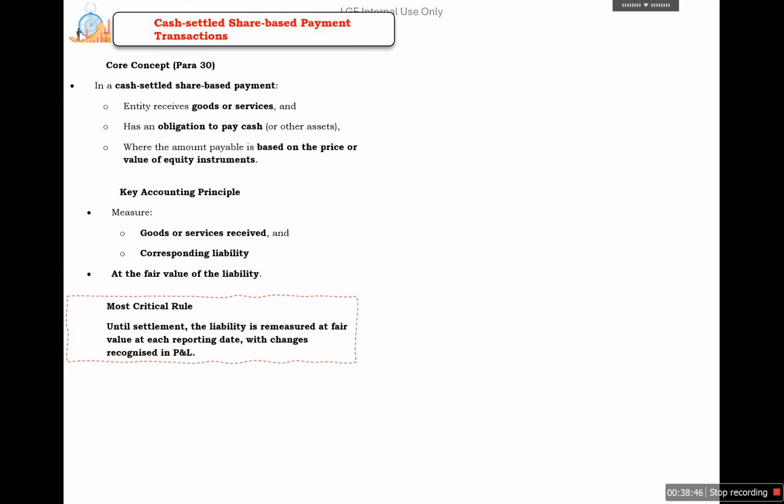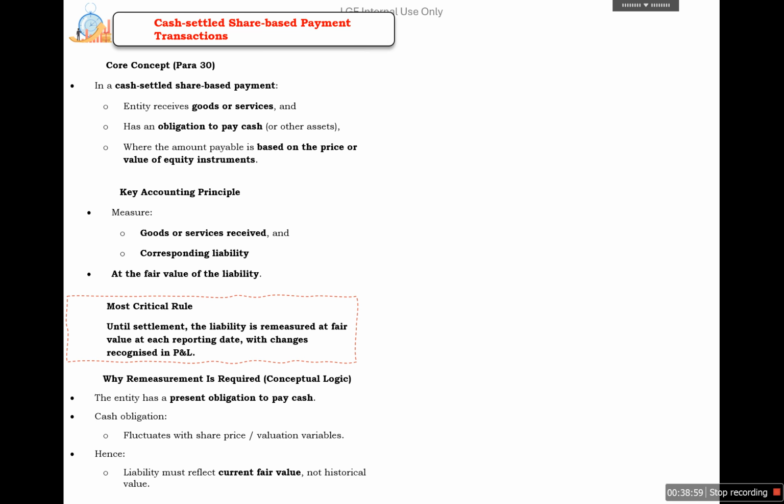At the settlement date, I'll pay to the supplier based on the share price that exists. So why is remeasurement required? Because the entity has a present obligation to pay cash. Cash obligation fluctuates with the share price. If the share price increases, my liability to pay to the supplier increases. If it decreases, my liability also decreases. Hence, the liability must reflect the current fair value, not the historical value.